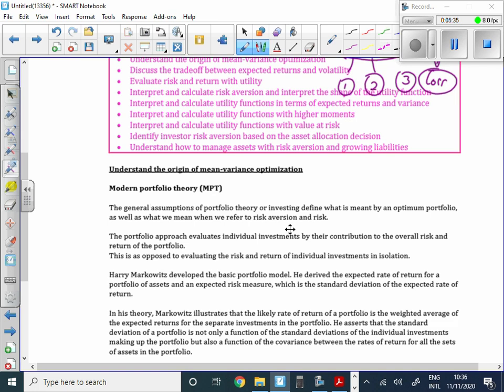Understand the origin of mean variance optimization. What we're trying to do is mean variance. We're trying to make sure that we get the most amount of return for our level of risk. We're going to come to these concepts time and time again, because remember, guys, mean variance optimization, there's the mean, there's the variance. I want the most amount of mean for a certain level of variance. That's what we often refer to, guys, as the risk return trade-off.